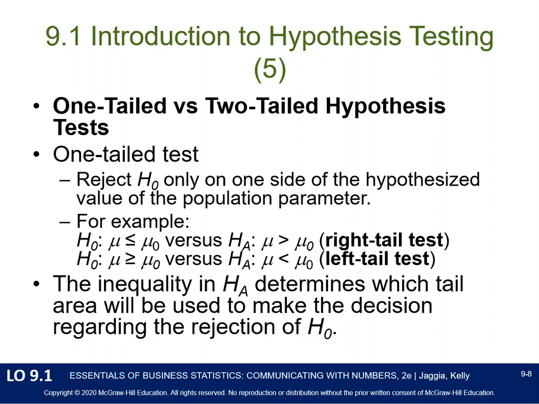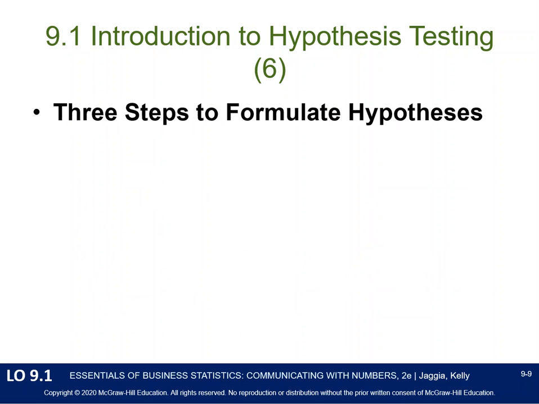So for example, if we're saying that the mu of the null is greater than or equal to the population mu, then our alternative is no, that the population is greater than. So this is a one-tailed test because we're only testing in one tail. We're testing just if it's greater than or less than. So it's just a one-tailed test.